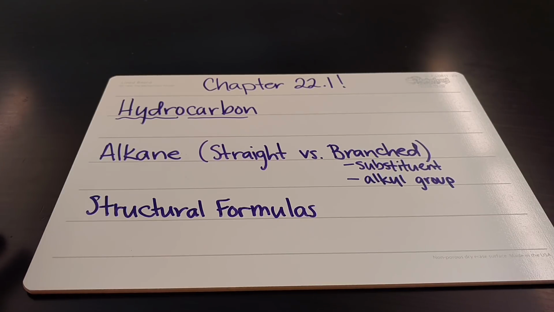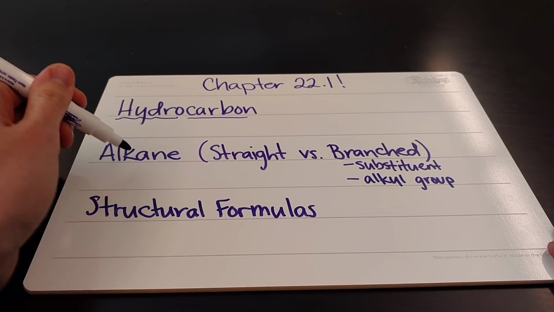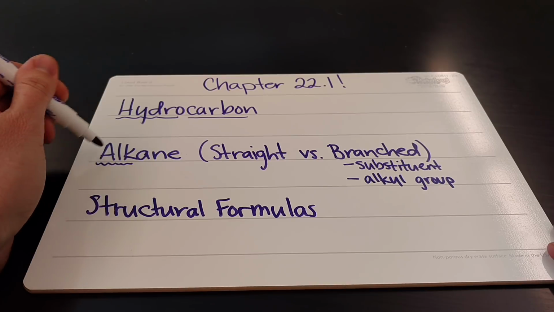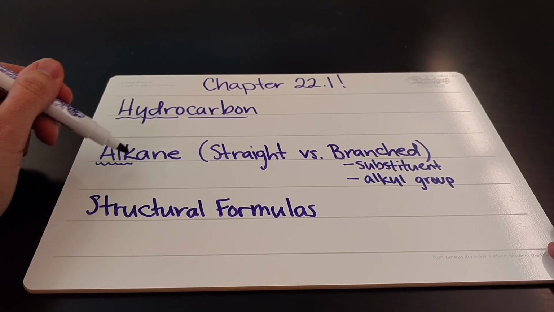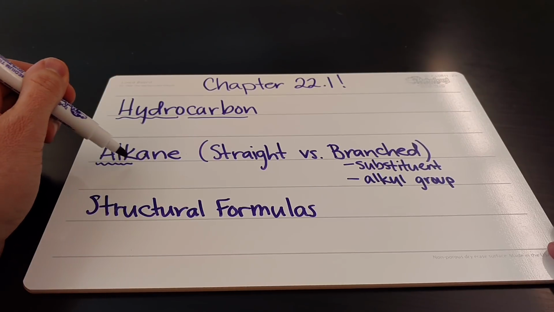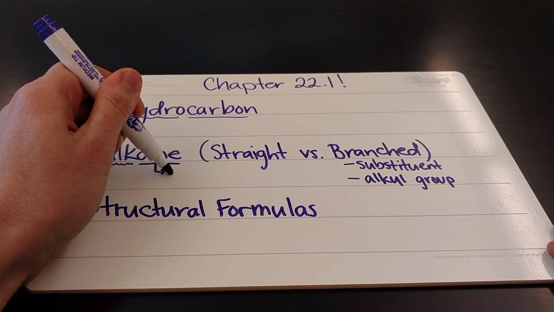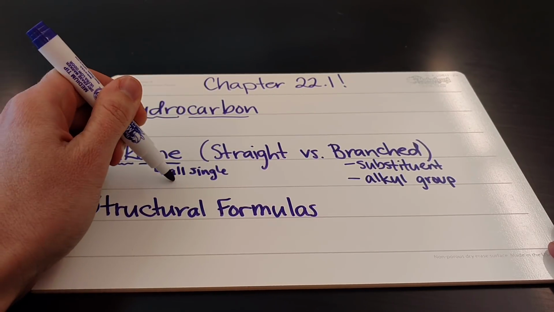The first form that this book is talking about is an alkane. Now, what I want you guys to do is associate ALK, that prefix, with hydrocarbon. So an alkane is a hydrocarbon because of the ALK. Then the last piece here means all single bonds.